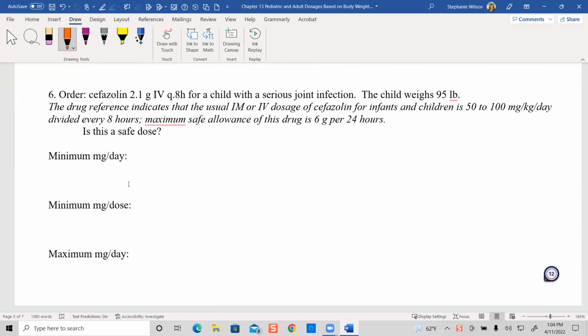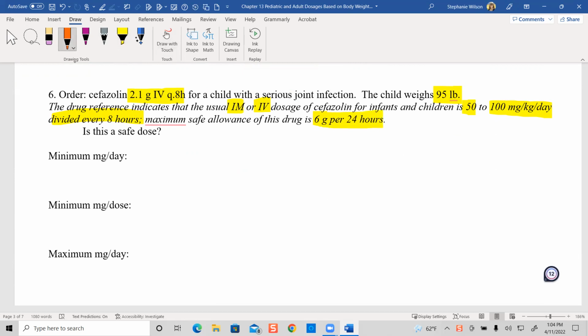Number 6 says we have an order of 2.1 grams IV every 8 hours for a child who has a serious joint infection. The child is 95 pounds. The drug reference indicates IV or intramuscular, and it says that for children 50 to 100, so there's a minimum and a max, milligrams per kilogram per day divided every 8 hours. And this maximum safe allowance would be 6 grams per 24 hours. So there's a lot of information here.